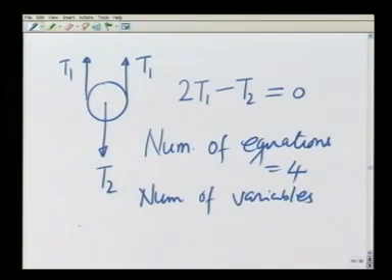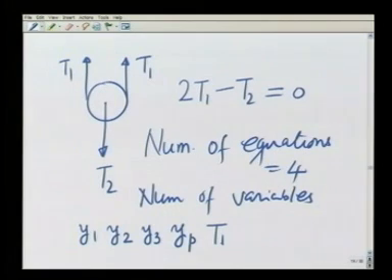This is y1, y2, the heights of masses 1 and 2, y3, height of mass 3, yp, the height of the pulley, T1, tension in rope 1, and T2, tension in rope 2. Total number of variables is 6.